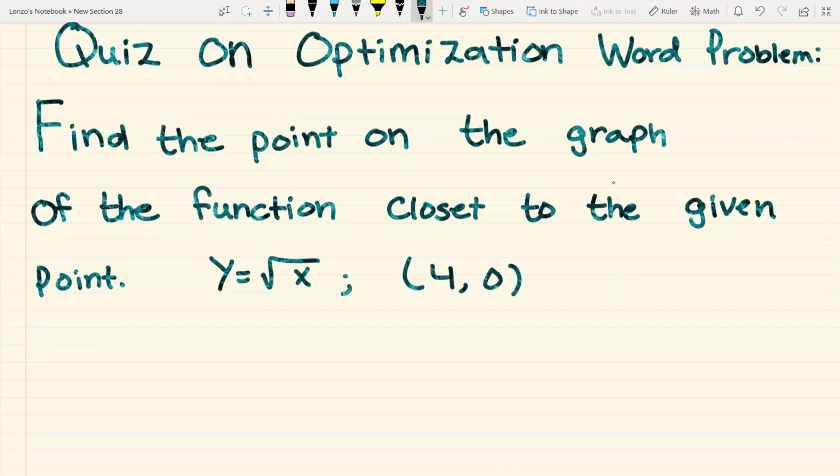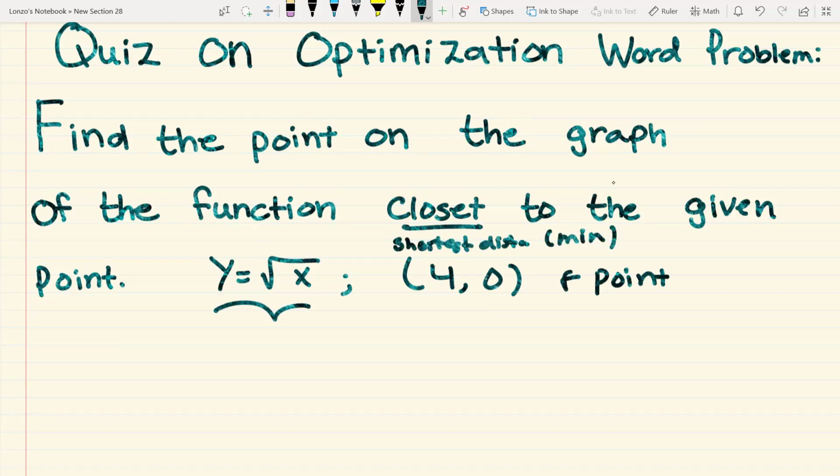Okay. So yeah, let me reread the problem. Find the points on the graph of the function closest to the given point. And we are given for the function y equals radical x, and the point is 4, comma 0. So what are we finding? Are we finding a min or max? So it says closest, so that means that is a short distance, the shortest distance, right? And that means we have a min. So we are technically looking for a min.